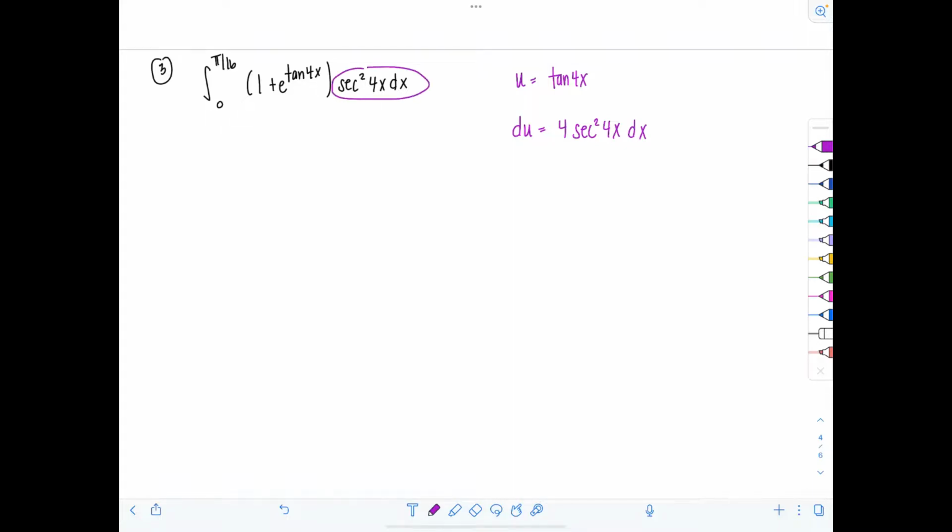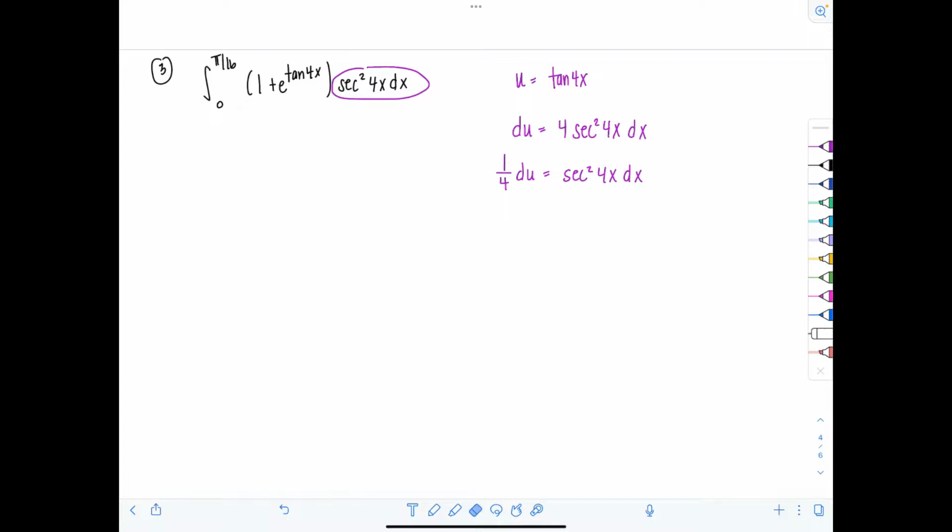Okay, so let's see, secant squared 4x dx. I see it, I love it. So I'm going to divide by 4. That way I have 1/4 du is secant squared 4x dx. Again, you need to know your trig derivatives to see that. Otherwise, you're just going to sit here staring at your paper all day.